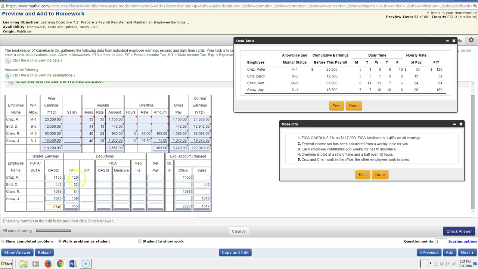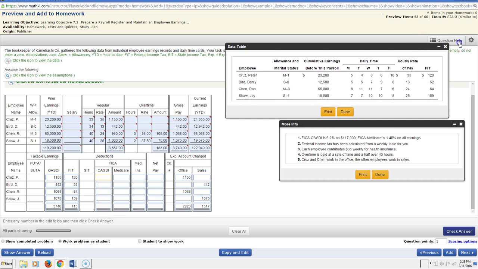All right. Now, I entered these in for you. When you do your problem, you have to enter this stuff in by yourself now. There's no state income tax. So what we have to do is, again, reference your percentage. The OASDI is 6.2%. So you have to go into your calculator. And I like to take, and I'll show you, let me grab the calculator for you.